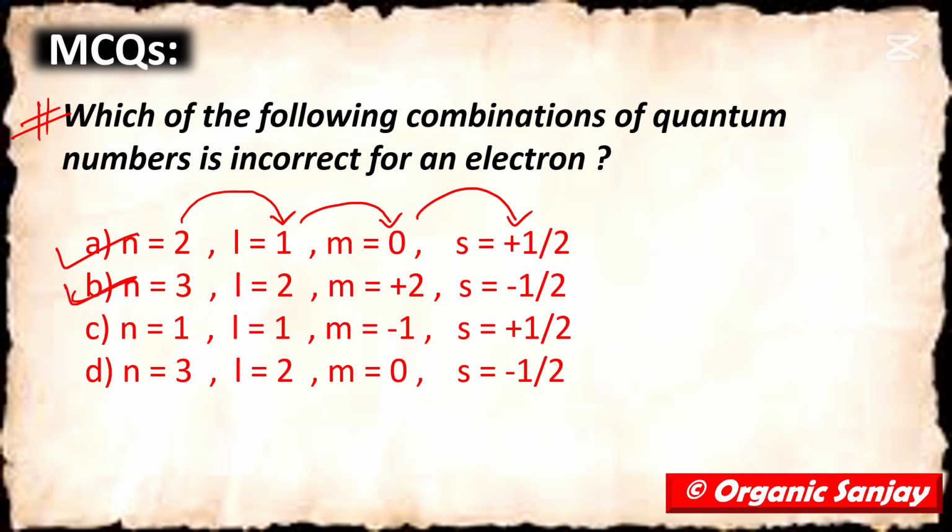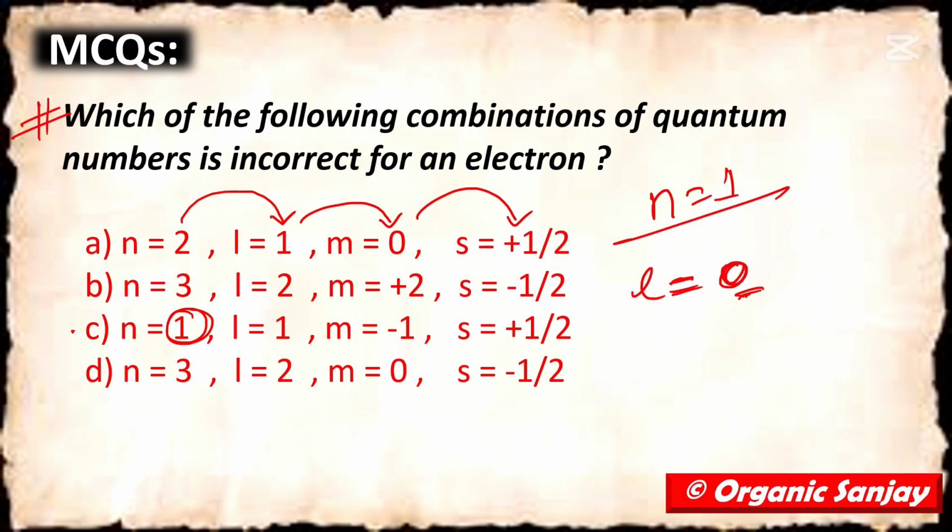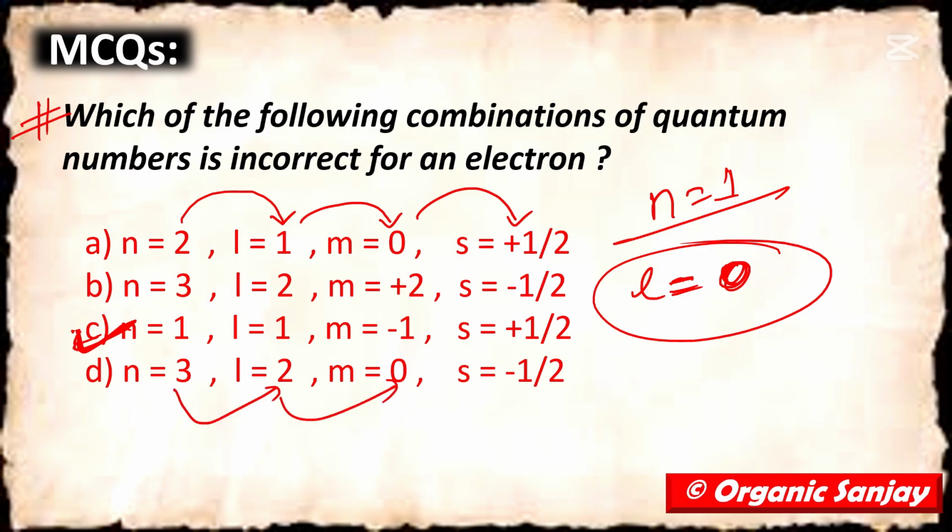Option number C, n is equal to 1 and L is equal to 1, so it is wrong here. Because when n is equal to 1, the possible value of L is only 0. It is given here as 1, but it should be 0. So this combination is incorrect, while option number D is right.